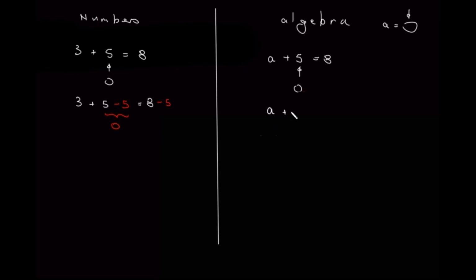plus the 5. Leave a space. There is the 8. Change the colour, and we have removed the 5. Remove the 5. What you do to the left, you do to the right. That becomes 0.